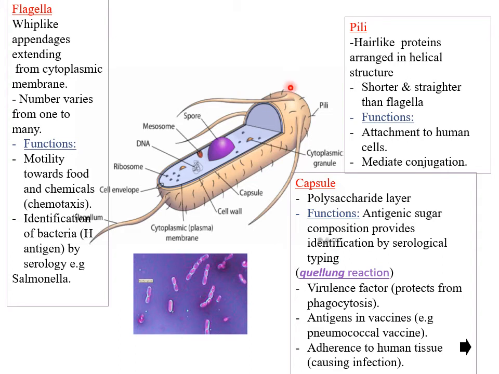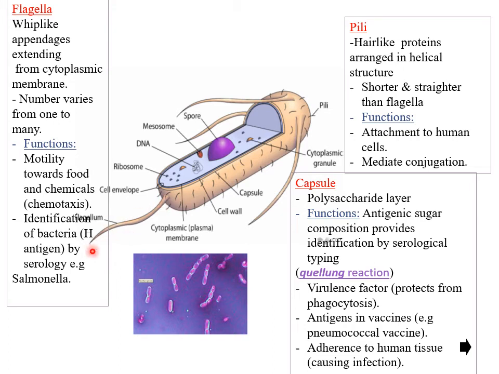Now we come to the third structure in this slide, which is flagella. What we mean by flagella is these whip-like structures that extend from the cytoplasmic membrane, and they have various functions. Some of the bacteria will have many of them, some will have one, some two, and so on. The function of these flagella is that they help the bacteria to move looking for food. So it will go towards food or chemicals, and this is a process known as chemotaxis.